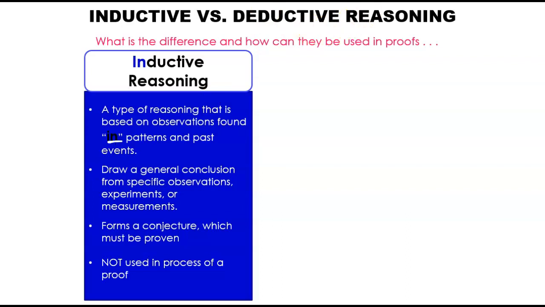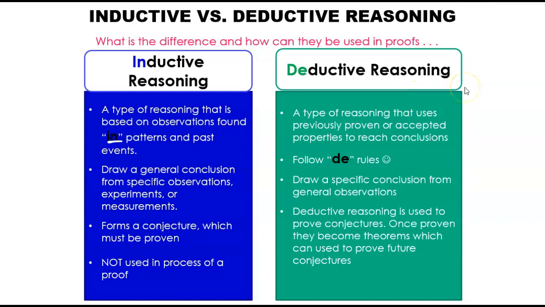So we've got inductive and then we have deductive. Deductive is a type of reasoning that uses previously proven or accepted properties to reach conclusions. It follows rules, like definitions, things that we know for sure. We can say, oh yes, those are parallel lines because they are lines that go in the same direction and they don't intersect. Your inductive reasoning would say, I think they're parallel because look at them here, they don't intersect. But then you would use deductive reasoning to prove it.